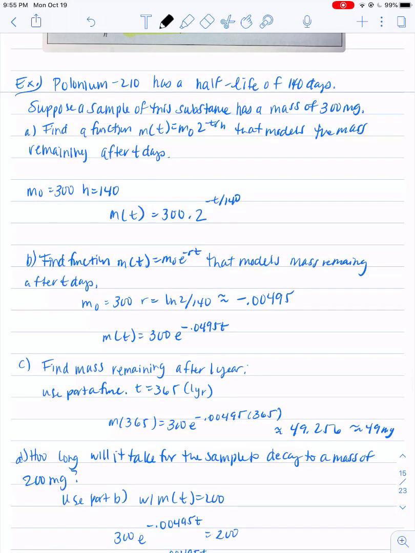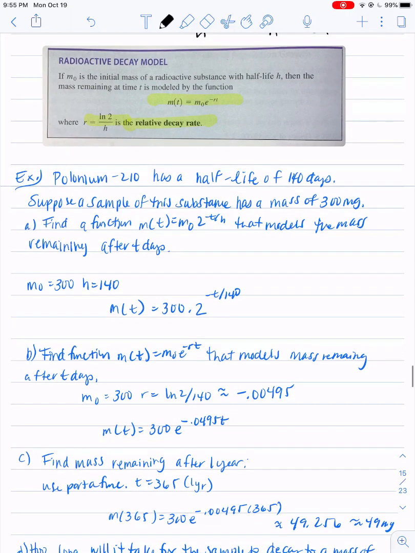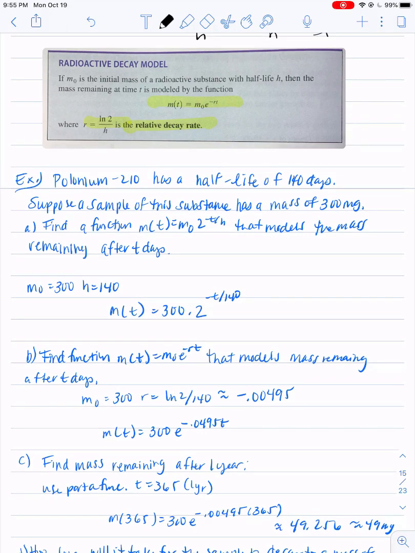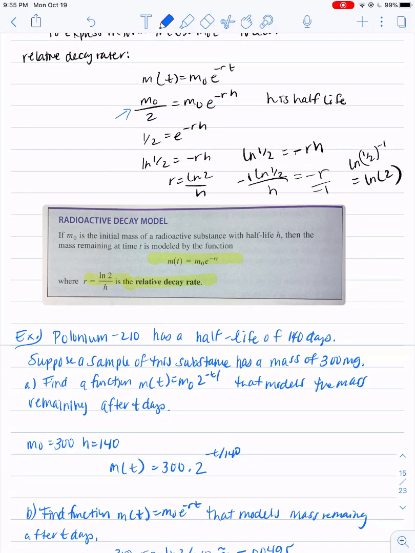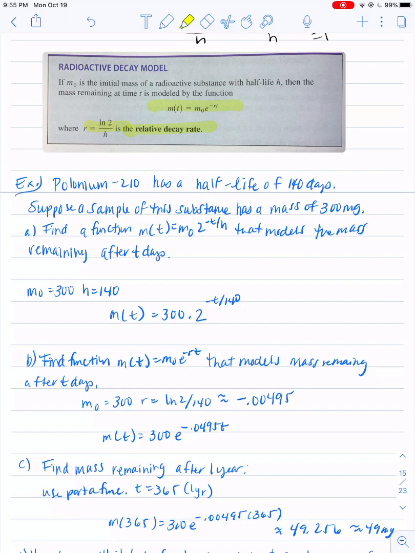Okay, so for example, polonium-210 has a half-life of 148 days. Suppose a sample of the substance has a mass of 300 milligrams. We want to find a function m of t equals m0 2 to the negative t over h that models the mass remaining after t days. So m0 equals 300. Our h is 140, that's the half-life. So I have m of t equals 300 times 2 to the negative t over 140.